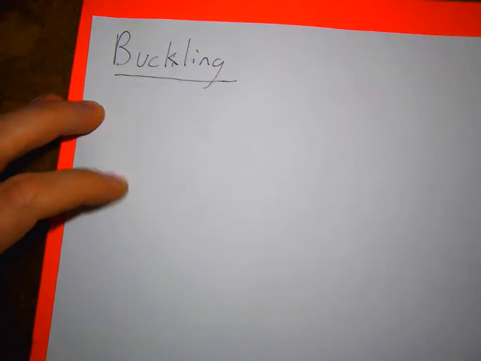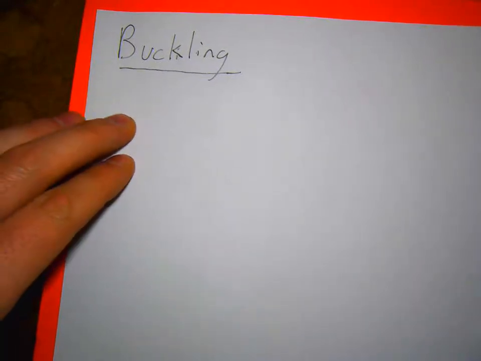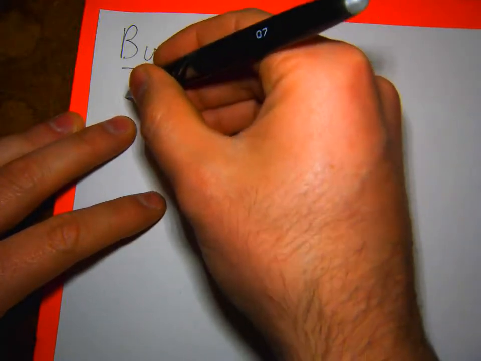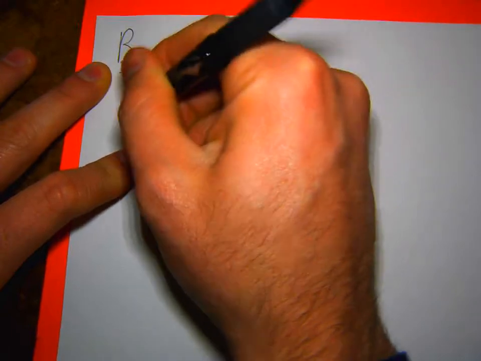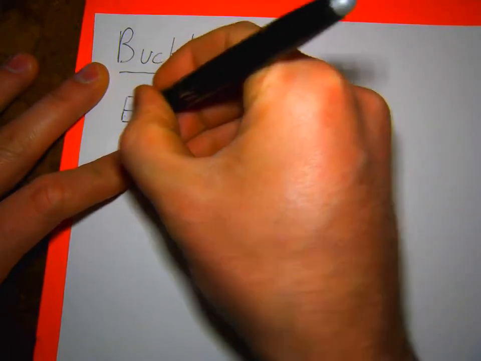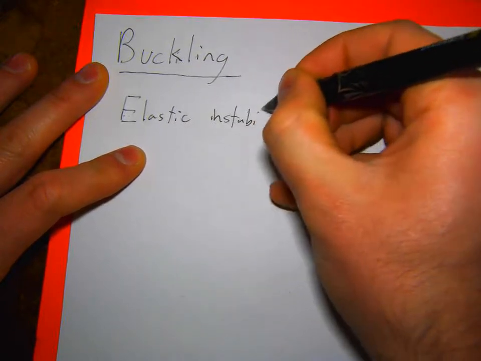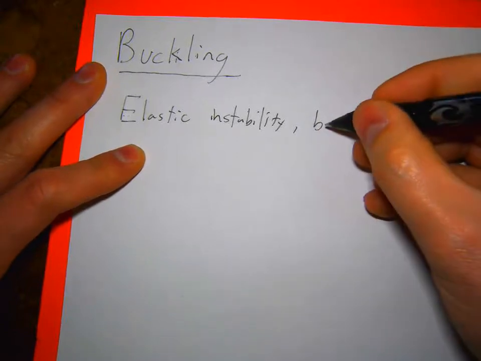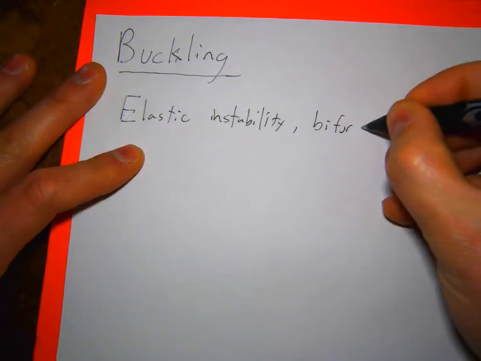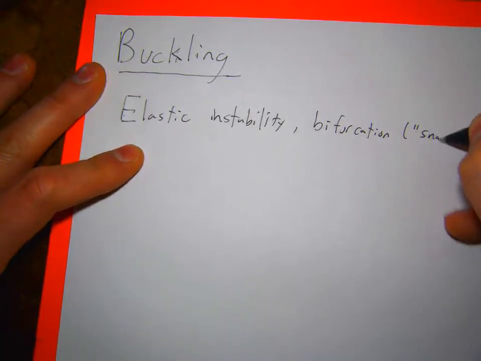So buckling itself is an elastic instability behavior, that involves a bifurcation or a snapping between two stable states.